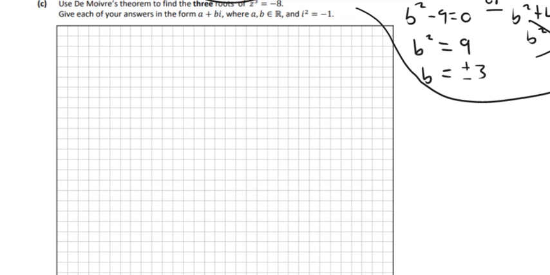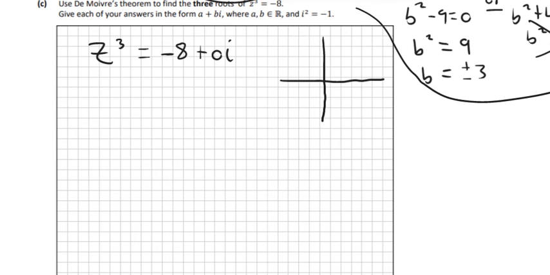Right, so for part C we have z cubed equal to minus 8. We have to find the 3 roots of it. So we're going to put it into De Moivre's theorem. It tells us to use De Moivre's theorem anyway. If we were to draw out what that would look like, that's the same thing as minus 8 plus 0i. So it doesn't really have an imaginary part. If you were to draw that out, minus 8 is out here, and plus 0i, so we go across to minus 8, put it out a bit further actually. So we'll just say that's minus 8 plus 0i.